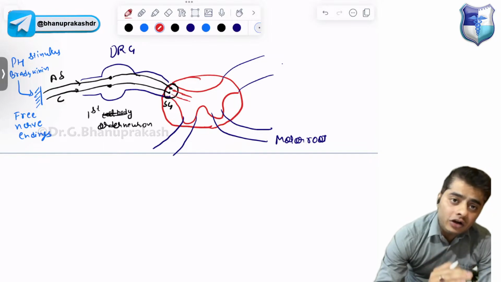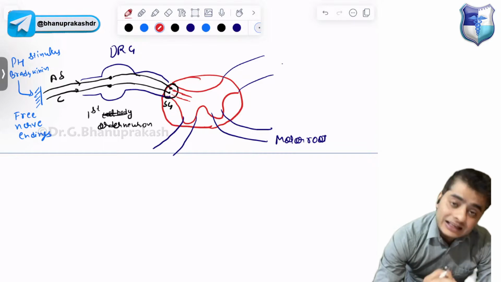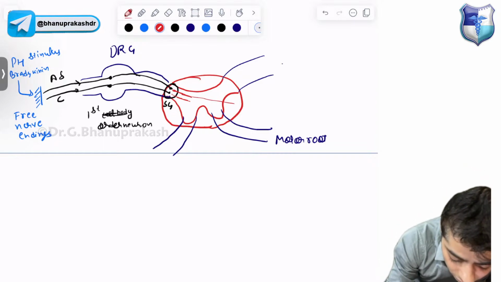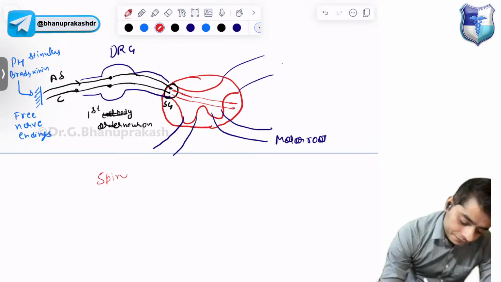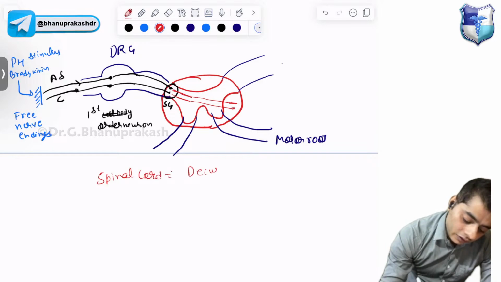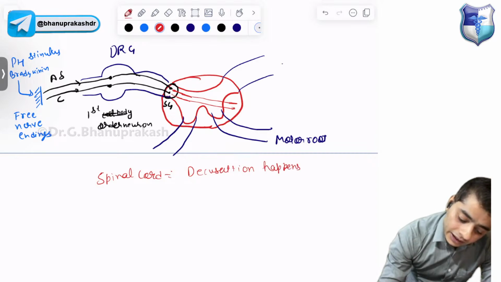Now, this second order neuron will decussate in spinal cord. You are seeing they're decussating at the level of spinal cord. Now, this is also an MCQ: at spinal cord, decussation happens of second order neuron.